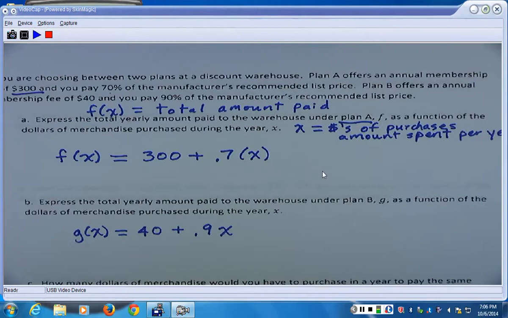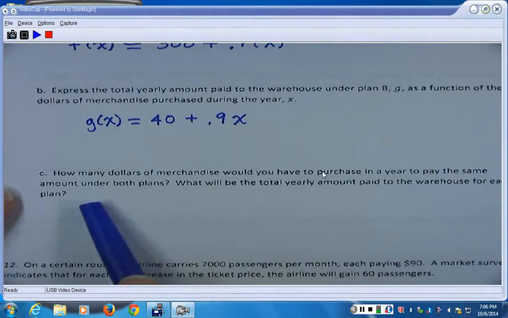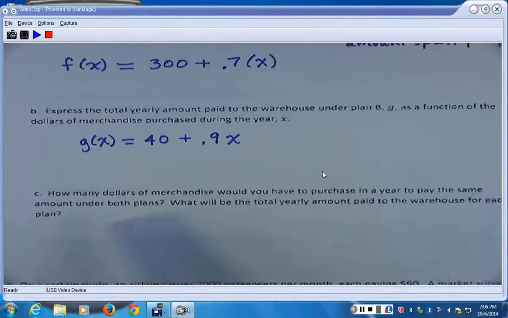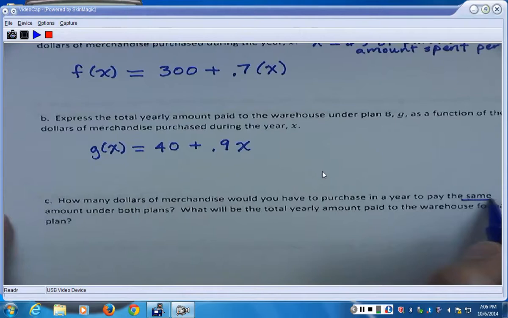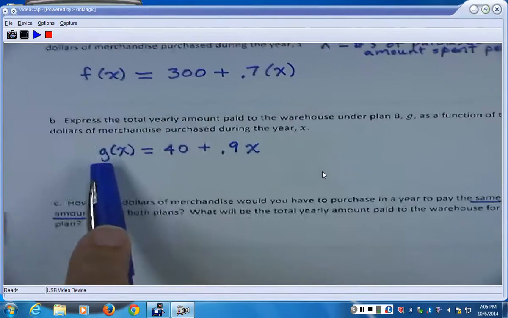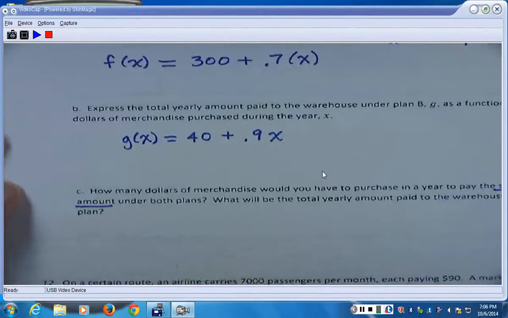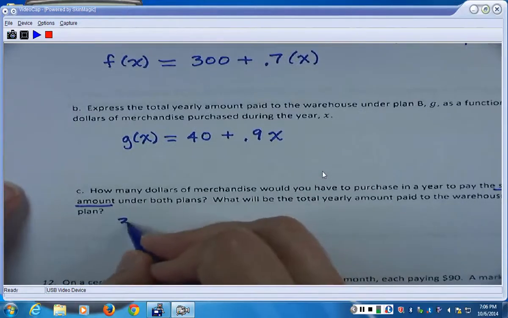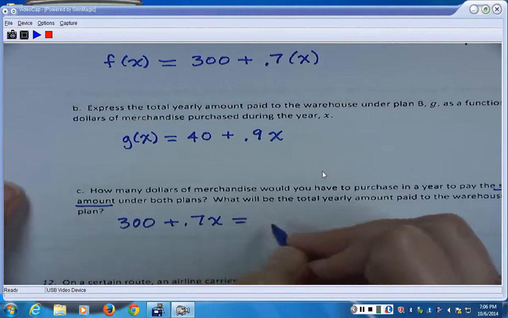They're linear functions. So how many dollars of merchandise would you have to purchase in a year to pay the same amount under both plans? So you set these equal to each other. If you want to pay the same amount, this is the total amount you've paid for Plan B and A. So set these equal to each other. We have 300 plus 0.7x equals 40 plus 0.9x.